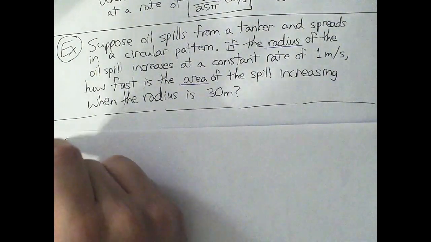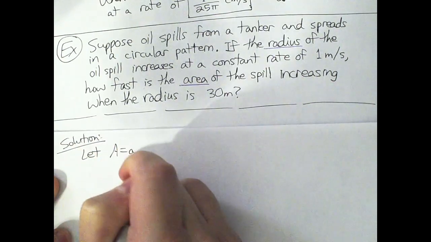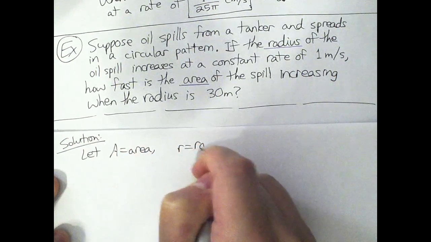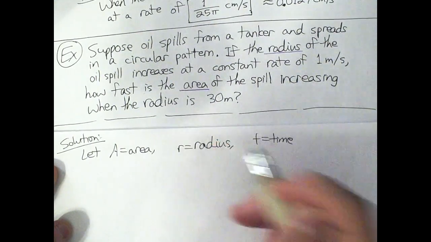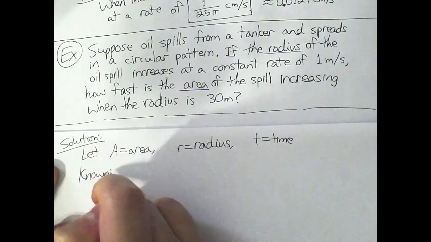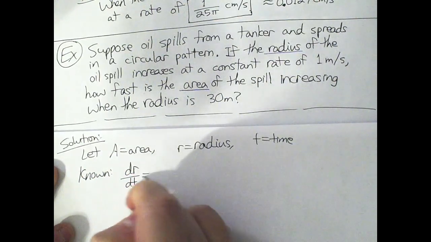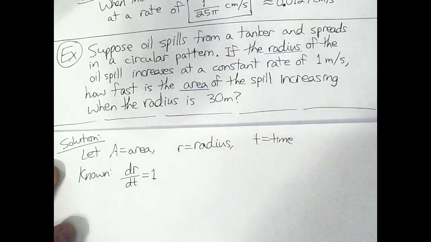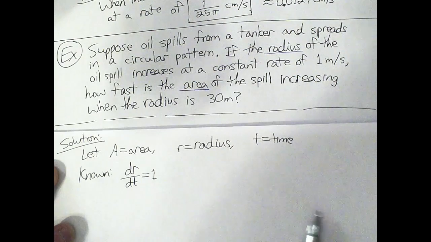Let's get started. Solution. Let A equal the area, R equal the radius, T equals time. I said we were going to write a little bit less this time, so we're just jumping right into the variables. I think those are good names. And then what is known: we know the rate of change of the radius, dr/dt, is 1 meter per second. I'm just going to write 1. I'm not going to write the units here. As long as we write units in the final answer, that's all I really care about. In the middle of the problem, we don't have to write units.